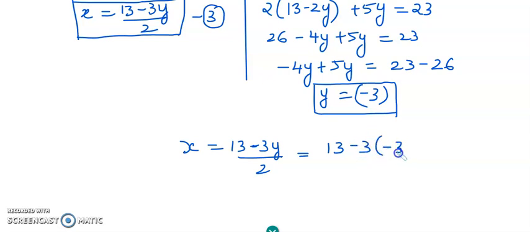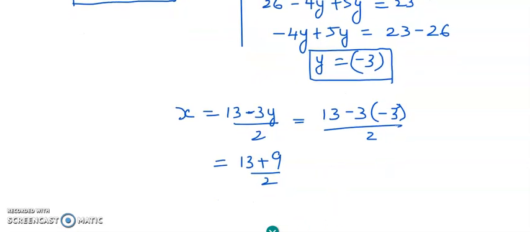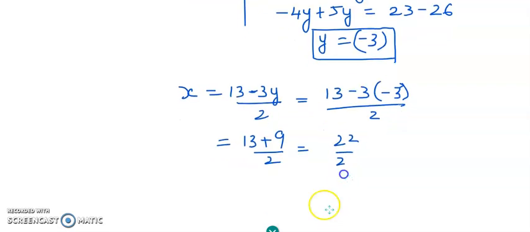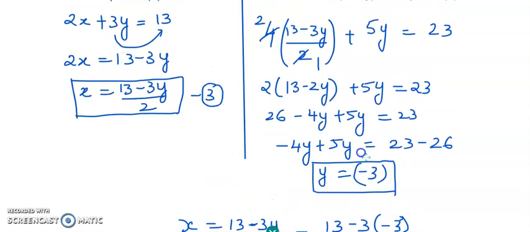My y is minus 3. Okay, you can see above. Divided by 2, which is equal to 13 minus into minus, plus 9, divided by 2, right? Which is equal to 22 by 2. So what am I going to get? x equals 11. Hope this is clear. Right?